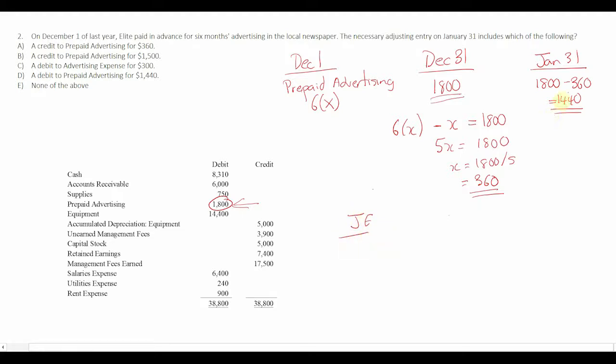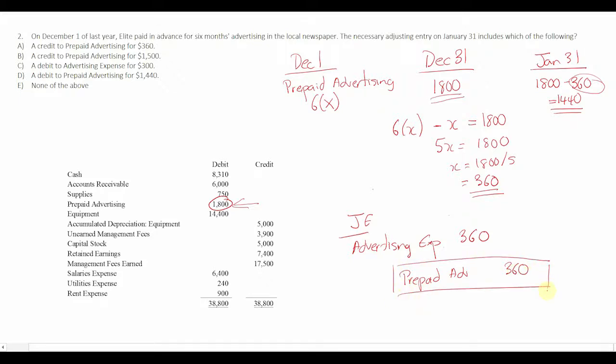Well, if we want prepaid advertising to go down by $360, we would debit advertising expense, because once we use up prepaid advertising, it goes to advertising expense. So we're increasing advertising expense and we're decreasing prepaid advertising by $360. So the way to reduce your prepaid advertising is by crediting $360, and that answer is answer A.